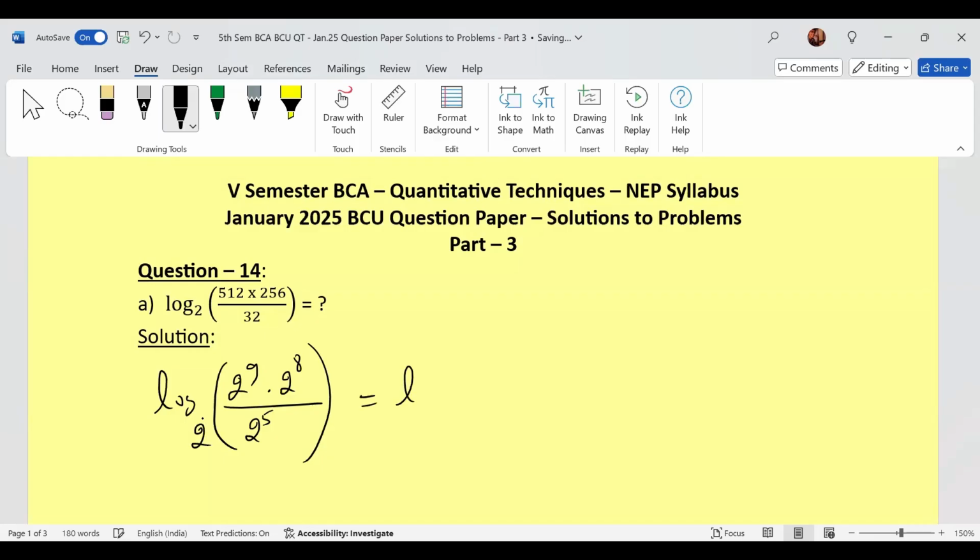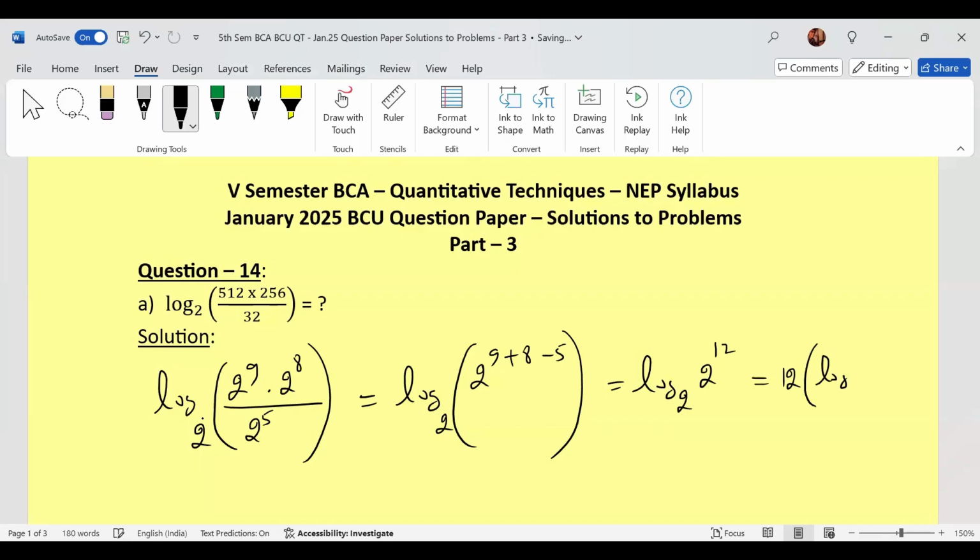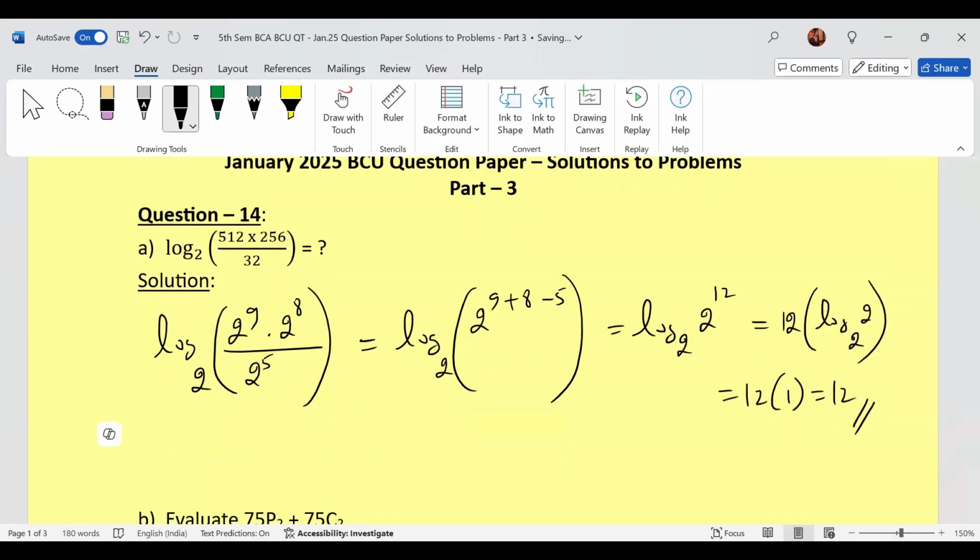And this can be further rewritten as logarithm of 2 to the power of 9 plus 8 minus 5 to the base 2. That is nothing but logarithm of 2 to the power of 17 minus 5, it is 12, to the base 2. That can be rewritten as 12 times logarithm of 2 to the base 2, which is 12 into 1, and that is 12. So that will be the solution for this question. Let us move on to the next.